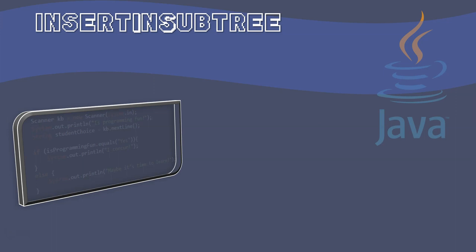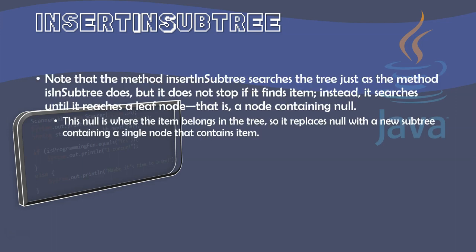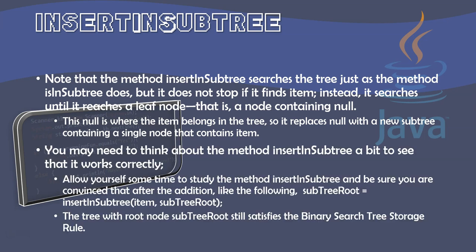So let's look at that method, insertInSubtree. What it is doing is searching the tree just as the method isSubtree does, but the big difference is that it does not stop if it finds the item. Instead, it searches until it reaches a leaf node, in other words a node that contains the value null. This null is where the item belongs in the tree, so it replaces null with a new subtree containing a single node that contains item.